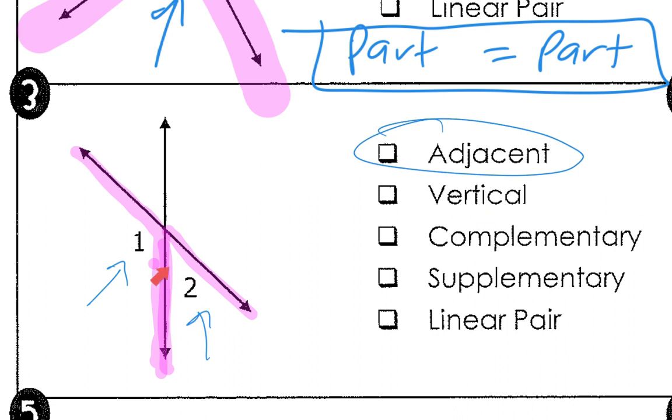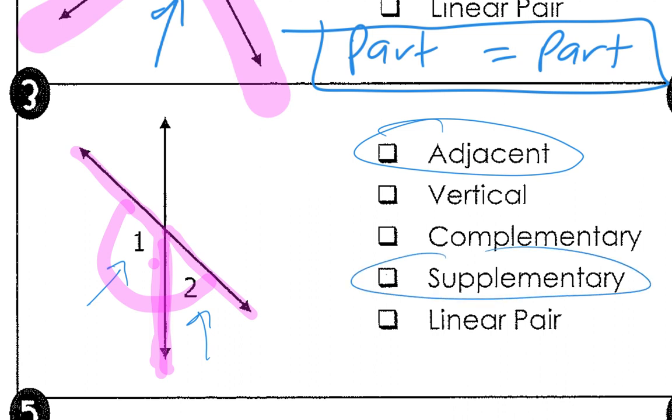Let's look. Are they vertical? No, they're not opposite each other. Are they complementary? No, they don't add up to 90. Are they supplementary? Let's look. This is a straight line, right? These two add to 180. So yes, those are supplementary.